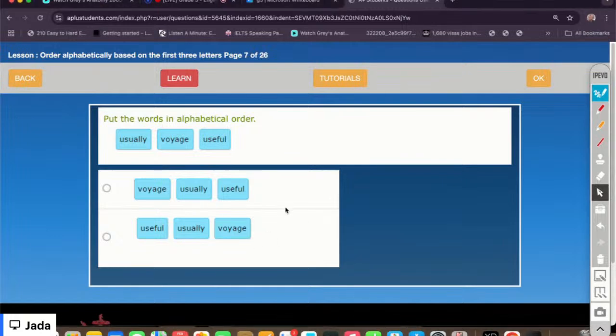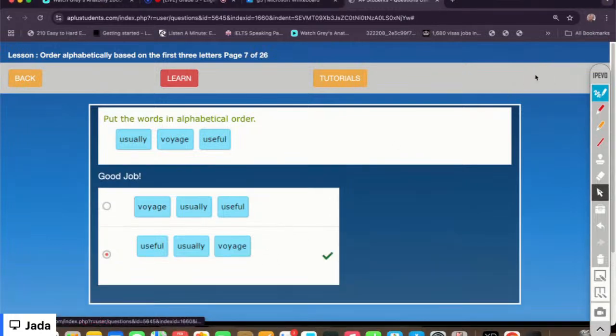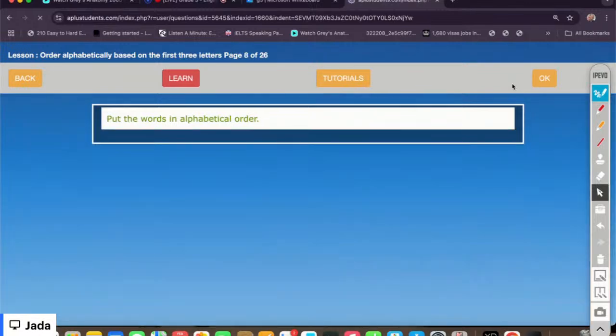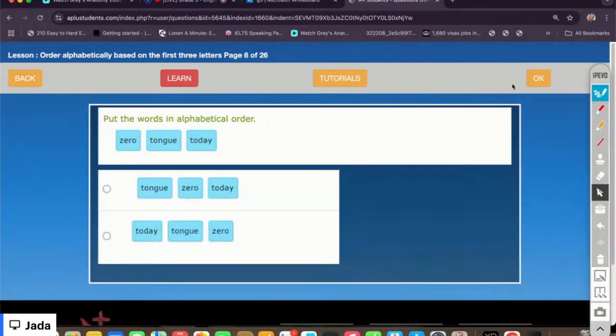So we have option two. Correct, because the U comes before V. All right, so we have zero, tongue, and today. Zero, tongue, today.